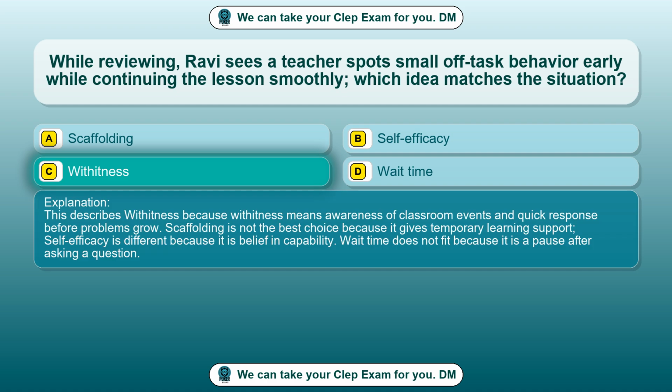This describes witness because witness means awareness of classroom events and quick response before problems grow. Scaffolding is not the best choice because it gives temporary learning support. Self-efficacy is different because it is belief in capability. Wait time does not fit because it is a pause after asking a question.